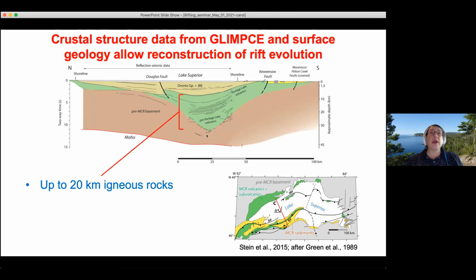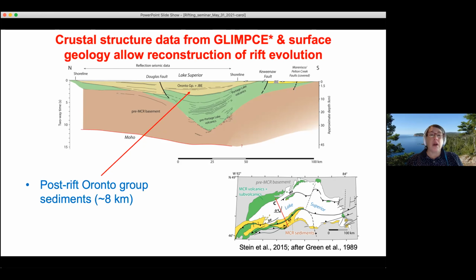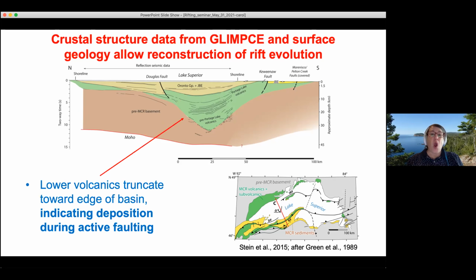There's up to about 20 kilometers of igneous rock, mainly flood basalts, especially in Lake Superior. Above it are up to about 8 kilometers of sediments, that is post-rift extension sediments. One of the intriguing things for the older volcanic rocks is that they truncate towards the edge of this basin, indicating deposition on this side with an active normal fault, active extension going on.